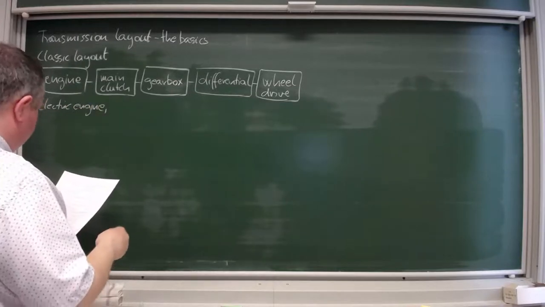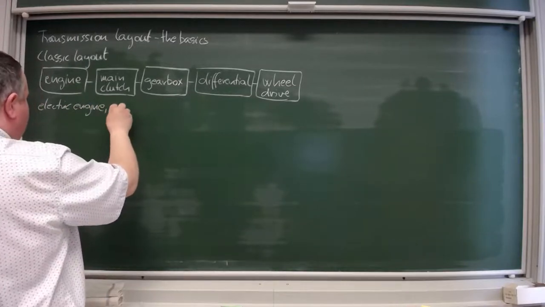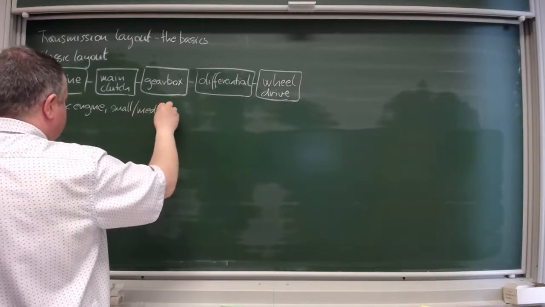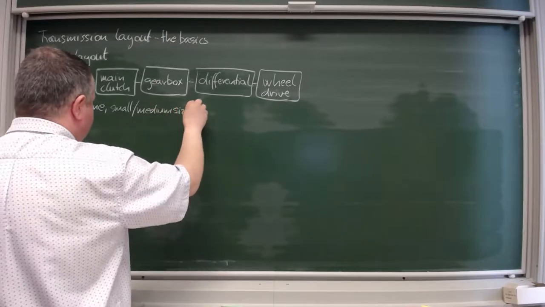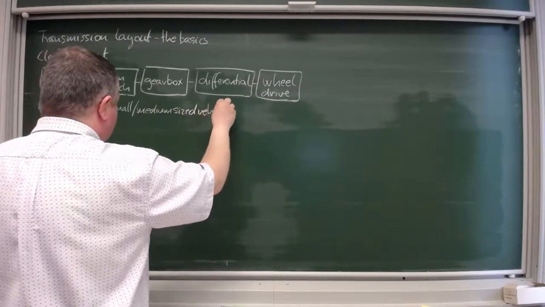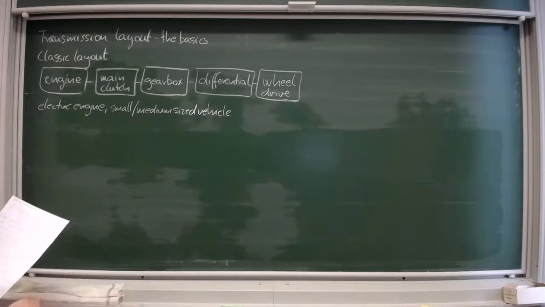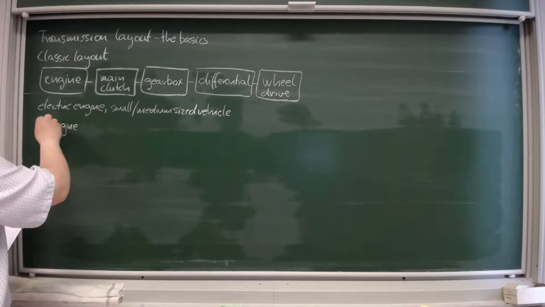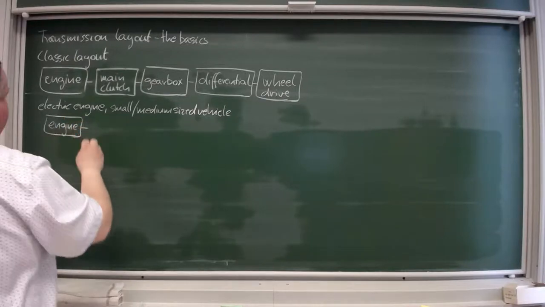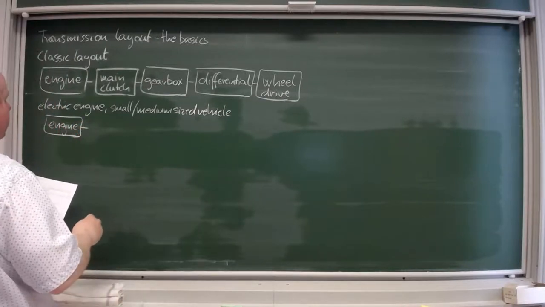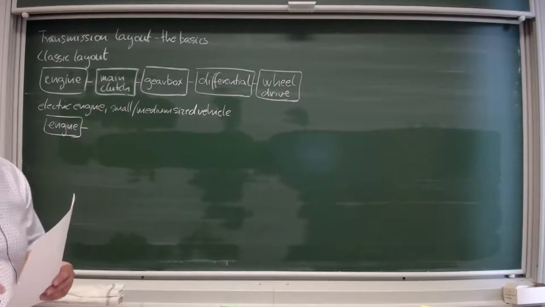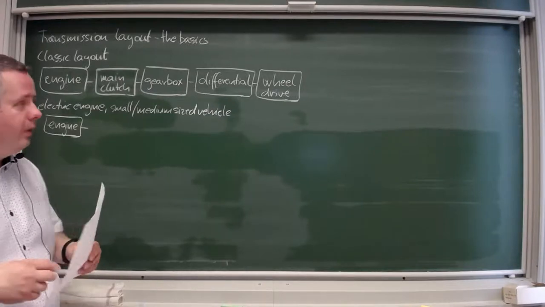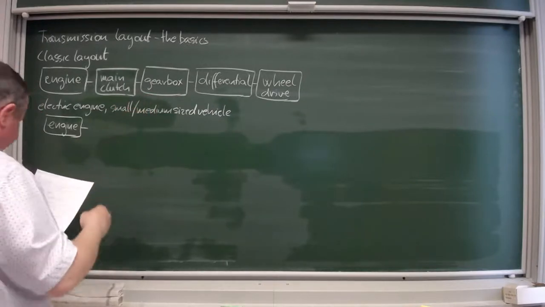And we get a small or medium sized vehicle. What we get? We get still the engine, but instead of a complicated main clutch, we don't have it at all, because electric motors have got torque at 0 RPM. So we jump to the gearbox.